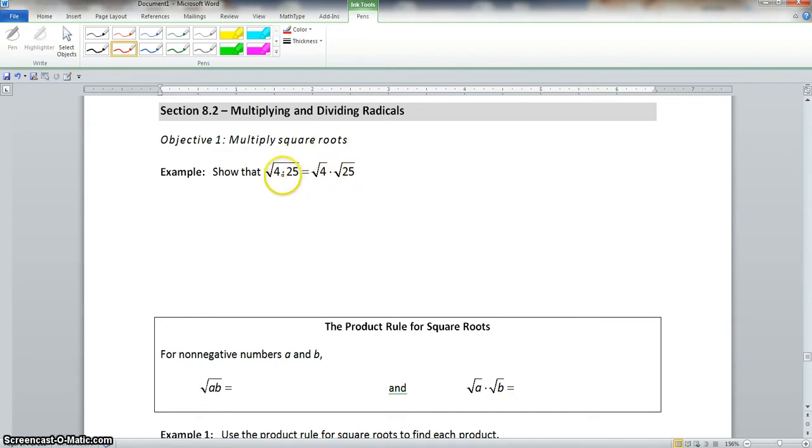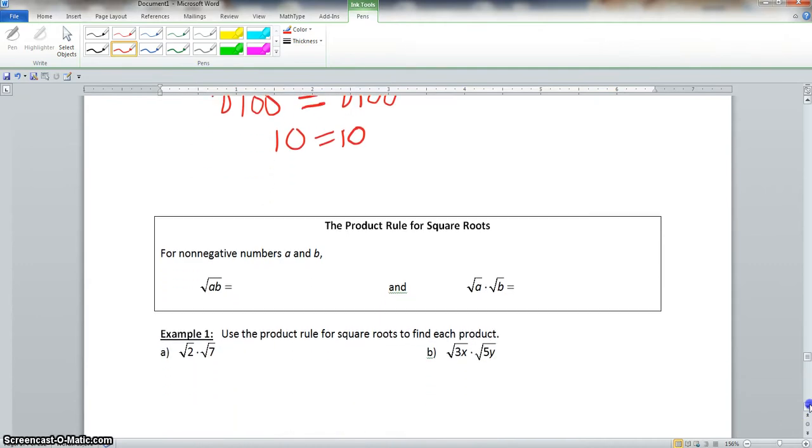So let's take a look at this. First, let's do the square root of 4 times 25. Now, we know 4 times 25 is 100. That is equal to the square root of 4 times the square root of 25, which is also the square root of 100. So they are equivalent, which means 10 is equal to 10. So this statement is absolutely correct.